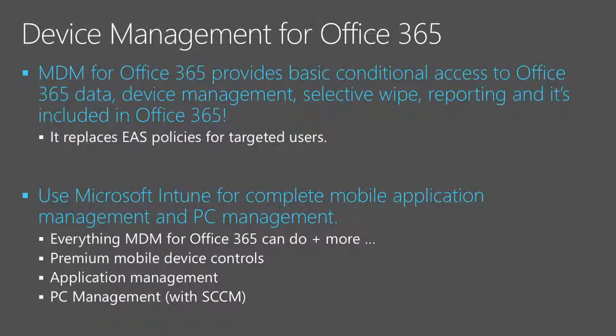MDM for Office 365 provides basic conditional access, device management, and select reporting, and it's included in practically all of the Office 365 SKUs. It does replace EAS policies if you're already using them for those users. But Microsoft Intune provides all of that, the same conditional access capabilities, plus additional mobile device controls. You can put out Wi-Fi and VPN profiles, do full application management, and do application restrictions, which means restricting cut, copy, paste, and save as between managed and unmanaged apps. And you can do all the PC management as well.